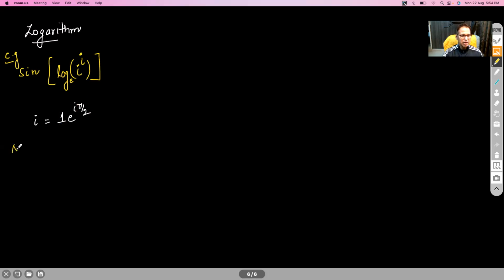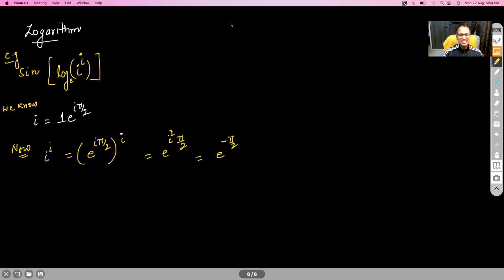Now, if I raise this to the power of i itself, so i to the power i will be what? By the way, 1 e to the power i pi by 2 is just e to the power i pi by 2. You need not write that one. Now you're raising this to a power of i. So as per the exponent laws, the powers will get multiplied, isn't it? So i pi by 2 multiplied with i will give you i square pi by 2. Right? And i square is -1. So that becomes e to the power negative pi by 2. Yes or no?